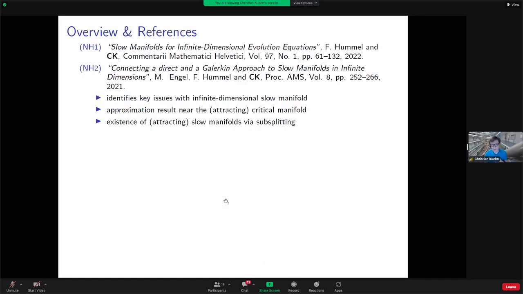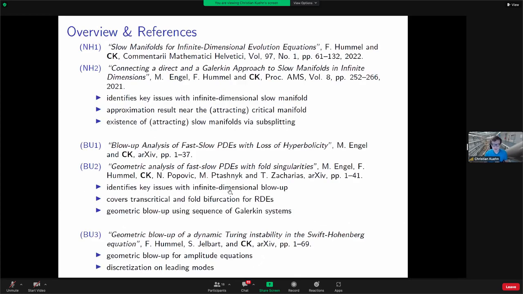So the main papers that I will address are these, and in particular, I will talk about the first one, on normally hyperbolic theory, and the second one, also on normally hyperbolic theory. The first one is with Felix, and the second one with Felix and Maxi, where we really look at attracting critical manifolds and how to perturb them to slow manifolds via two different methods and how these methods are related.